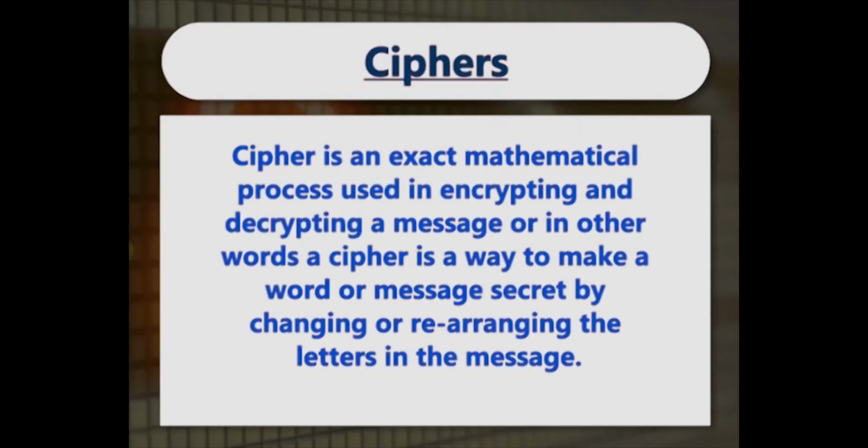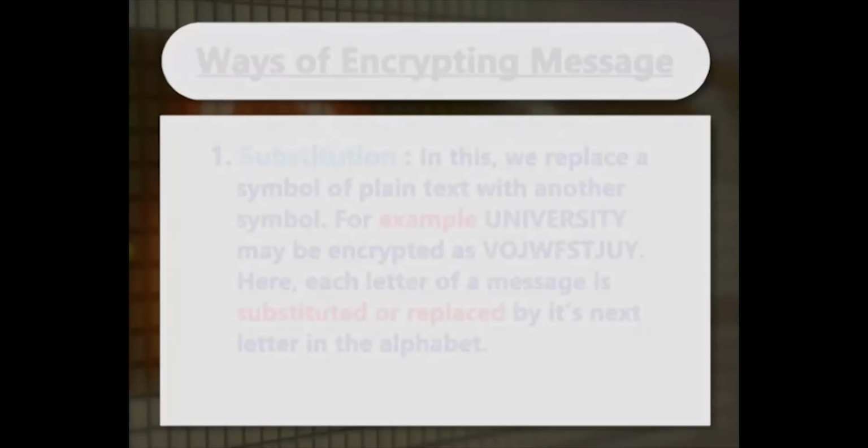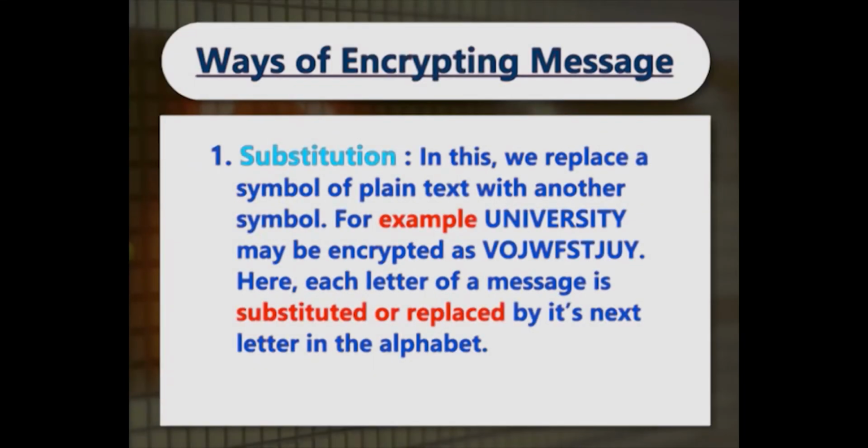A cipher is an exact mathematical process used in encrypting and decrypting a message, or in other words, a cipher is a way to make a word or message secret by changing or rearranging the letters in the message. There are two basic ways of encrypting a message, either through substitution or through transposition. In substitution, we replace a symbol of plain text with another symbol.